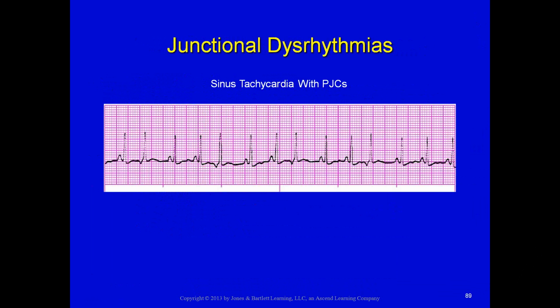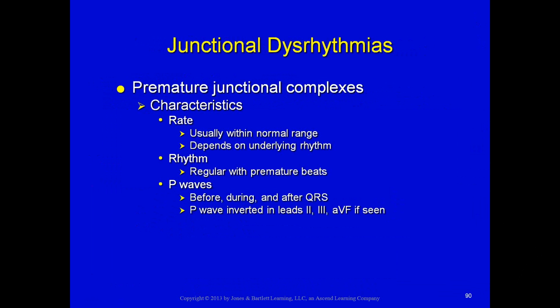So I've got these premature complexes in here, and I need to know whether they're PACs, PJCs, or PVCs. And I can see clearly that with that second, fifth, eighth, and 11th complex, there is a P wave in front of those QRSs that come prematurely, and it's inverted. So that tells me those are coming from the junction. With premature junctional complexes, the rate is usually within the normal range, but it may depend on the underlying rhythm. In this case, the underlying rhythm was a sinus rhythm almost at a rate of 100.